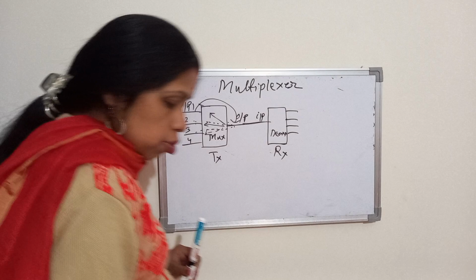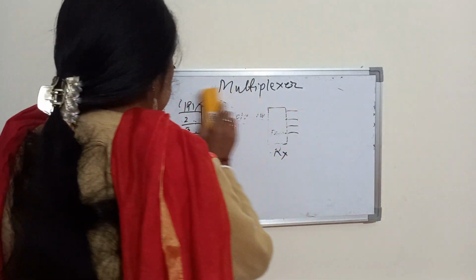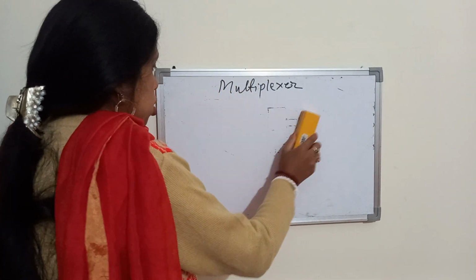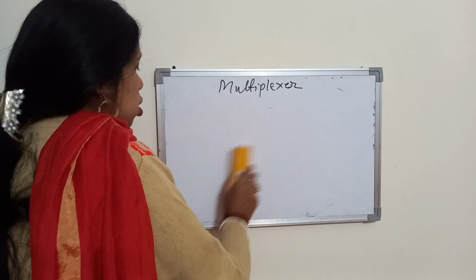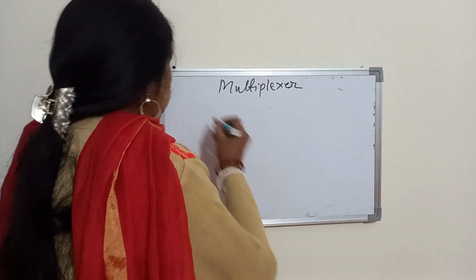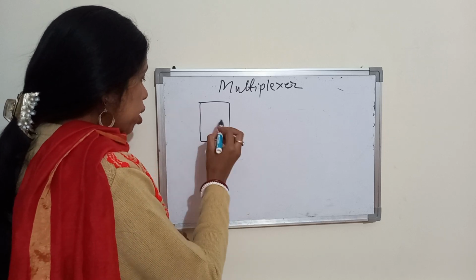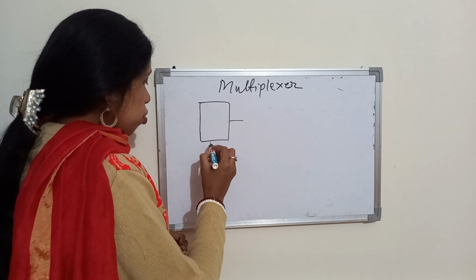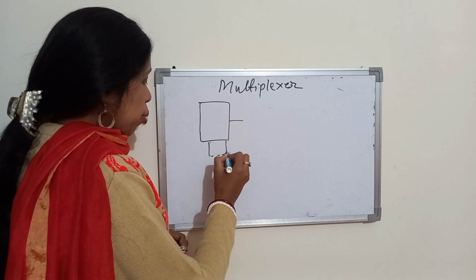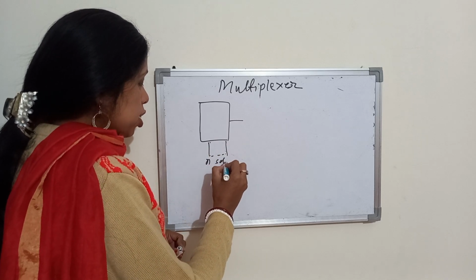Now, coming to the structure of the multiplexer. First I will tell, here will be the number of select lines and select lines.